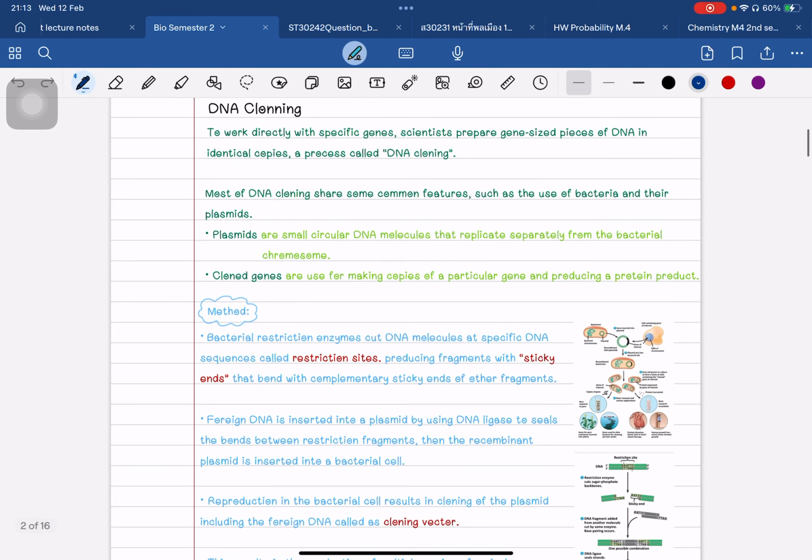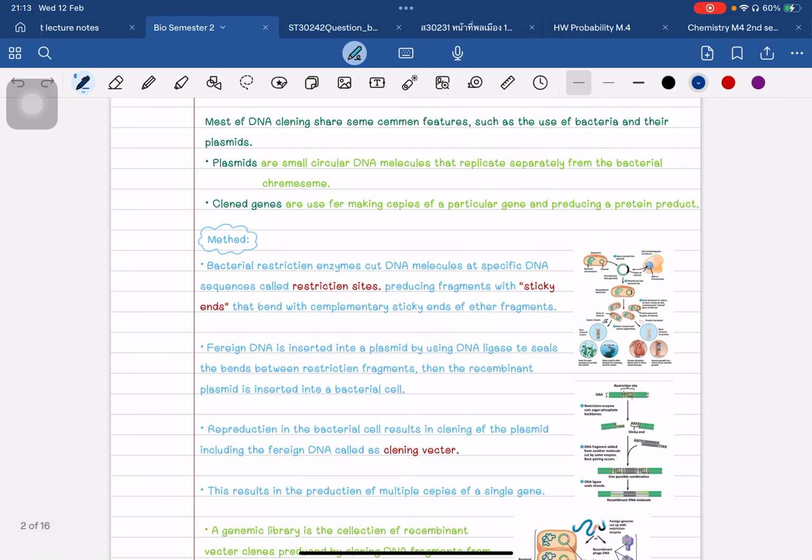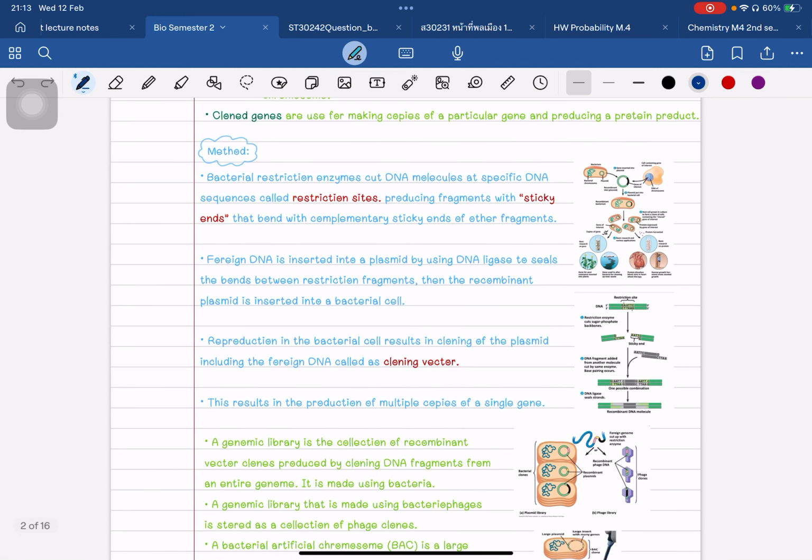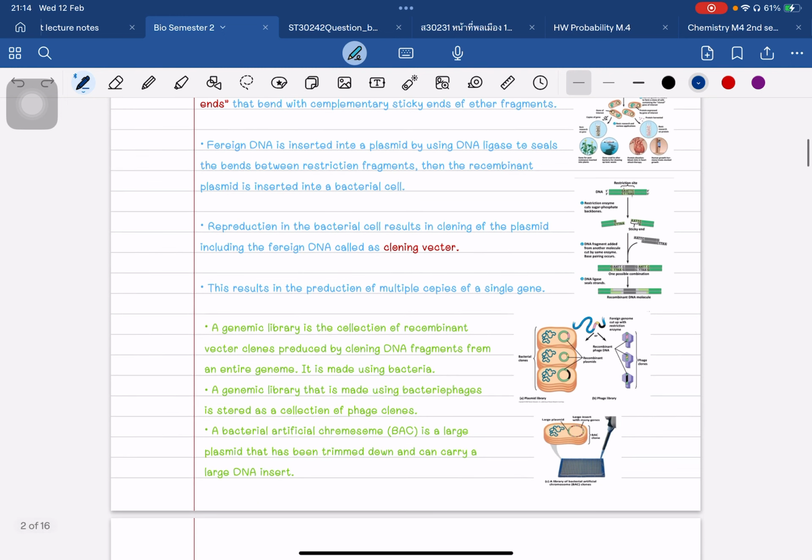So the methods of DNA cloning: the bacterial restriction enzymes cut DNA molecules at specific DNA sequences called restriction sites, producing fragments with sticky ends that bond with complementary sticky ends of other fragments. And then the foreign DNA is inserted into the plasmid by using DNA ligase to seal the bonds between the restriction fragments. Then the recombinant plasmid is inserted into the bacterial cell.